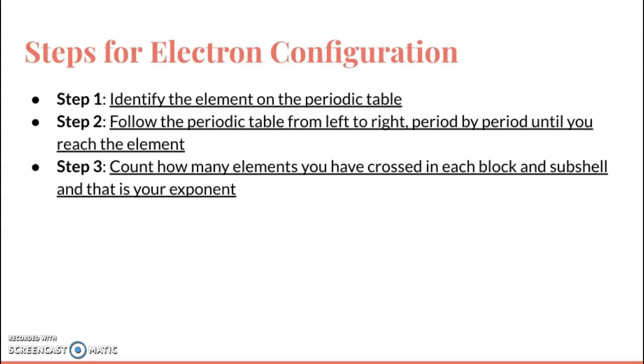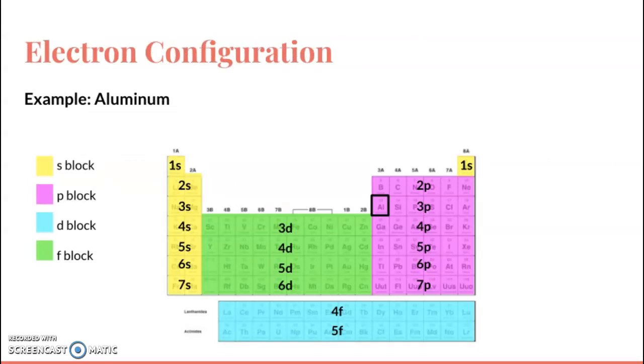My last step is I'm going to count how many elements I have crossed in each block, which signifies my subshell, and that is going to be your exponent. So I'm going to work through an example with you, and then we're going to do practice problems. I have aluminum here. That's what I want to write my electron configuration for.